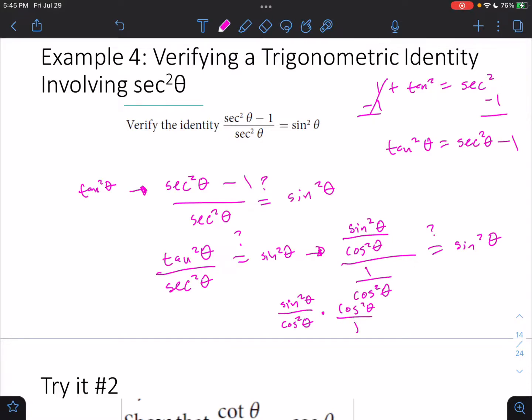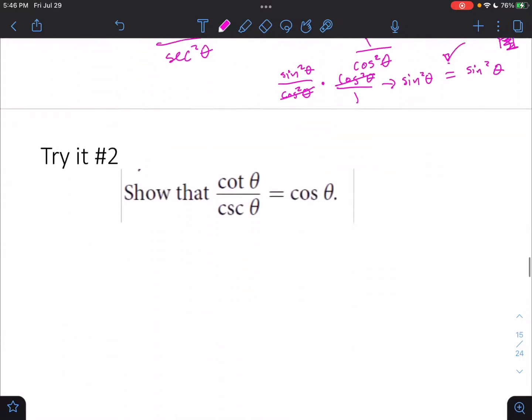And we're just going to keep going. We're going to cross cancel cosine squared and cosine squared. Sine squared times 1 turns into sine squared theta. Does that equal sine squared theta? Yes, it does. So we are done. Nice. Cool. Let's keep moving.